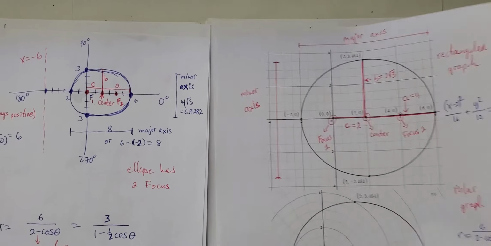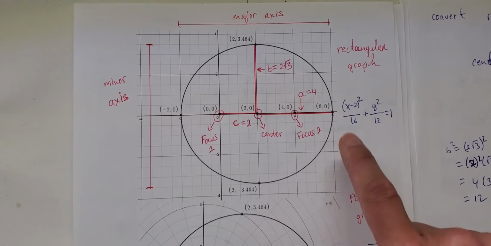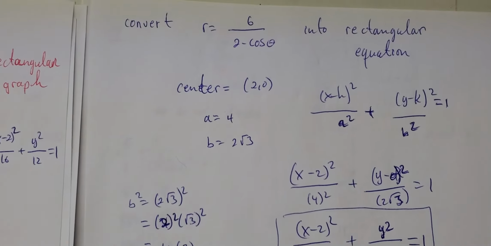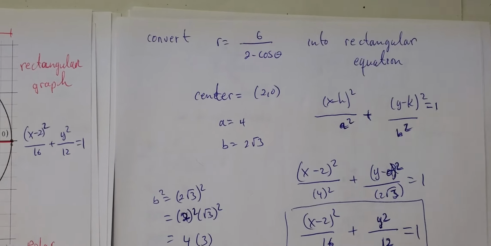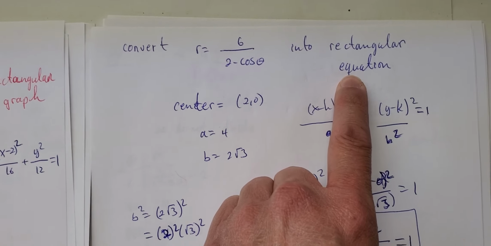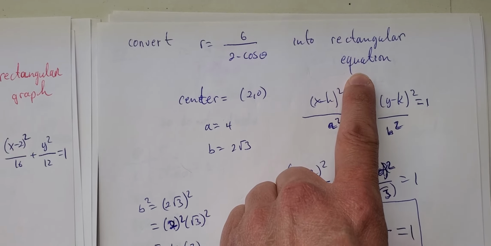Now how do I get this equation? Where did I get this equation? Our next objective is to convert the polar equation into a rectangular equation. Polar equations into rectangular equations.